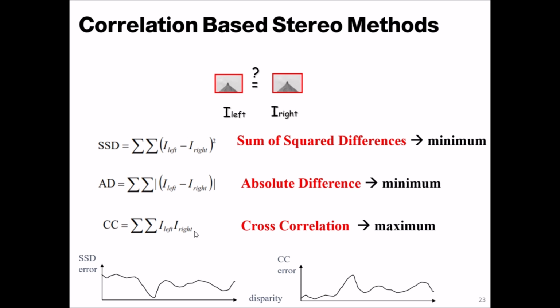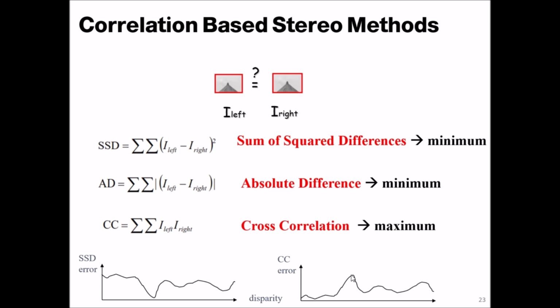And we have another equation we call the cross correlation. As I told you, this description is just the simple one. Actually we have many things to consider inside this equation. So the cross correlation is working as a maximum. The maximum number is the best match between two windows.